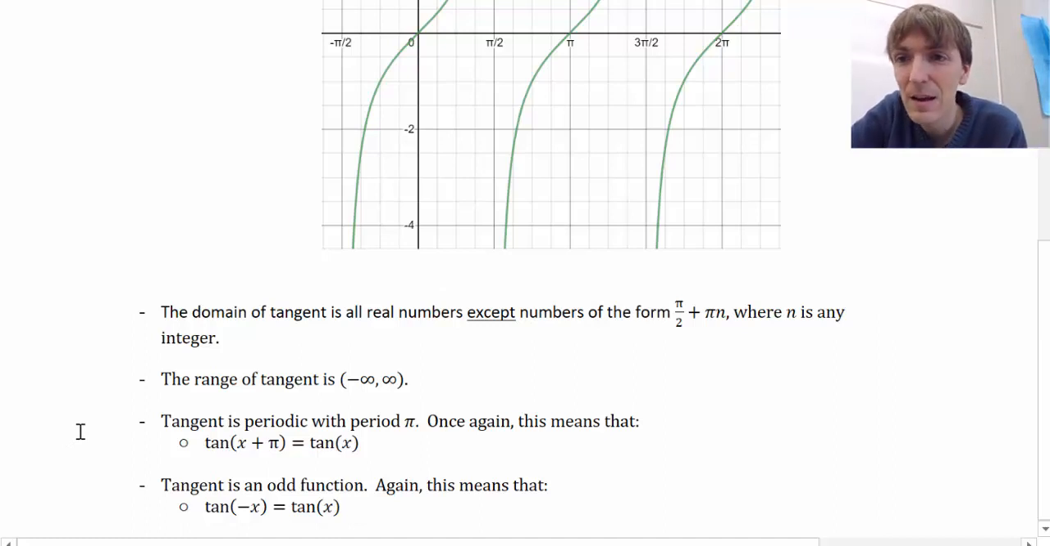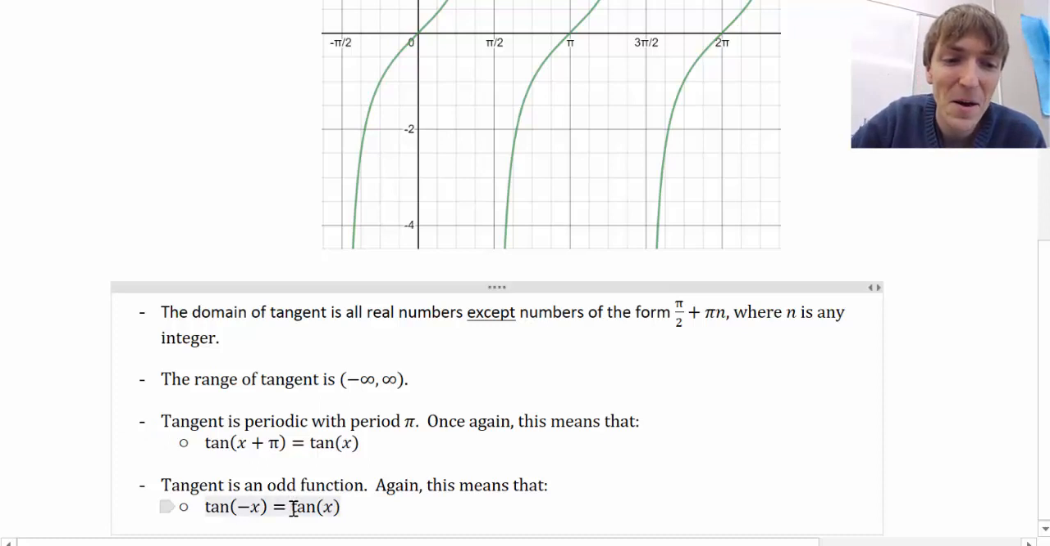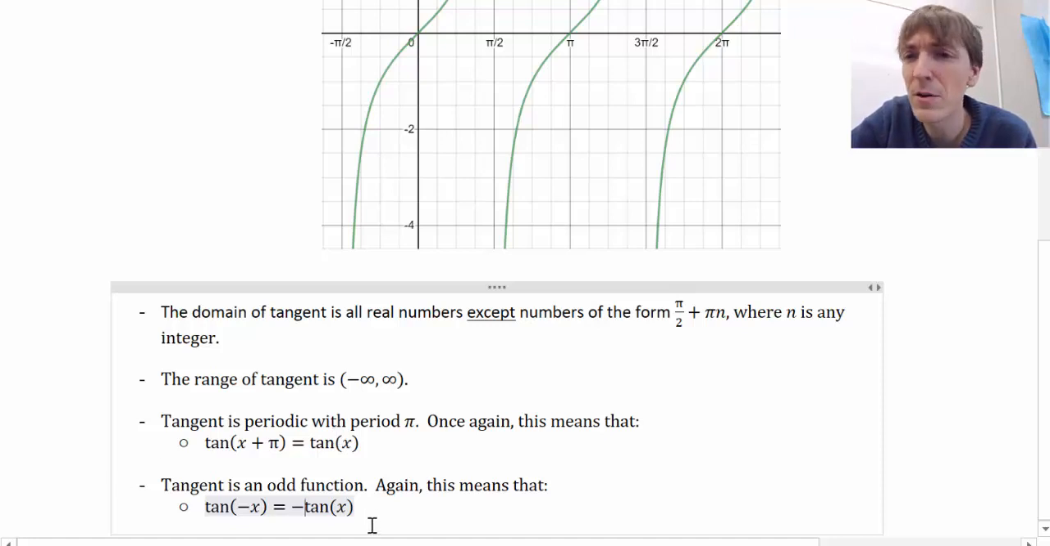Tangent, like sine, is an odd function. And that means that, I got the formula wrong again, tangent of minus x is the same thing as minus tangent of x. Okay. And I'll let you think about that, but one way you could explain that is if tangent is sine over cosine, if I put minus x into sine over cosine, the sine is going to flip signs, but the cosine is not, because sine is odd, cosine is even. That means that the numerator is going to change signs, but the denominator is not. So the whole fraction is going to change signs.